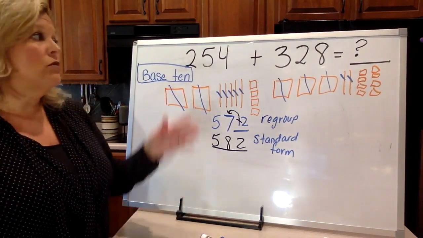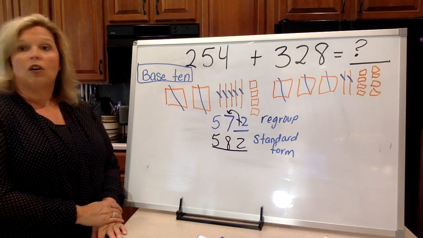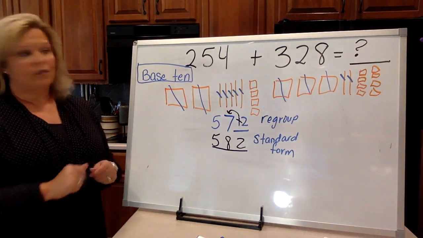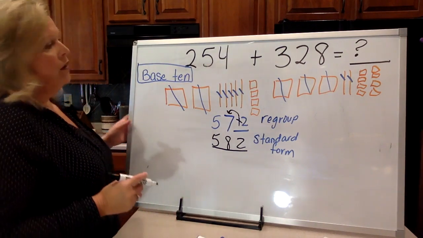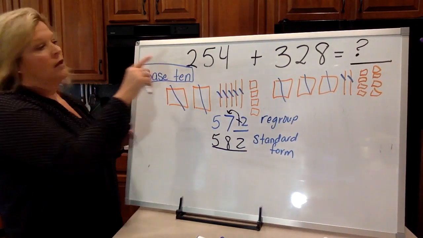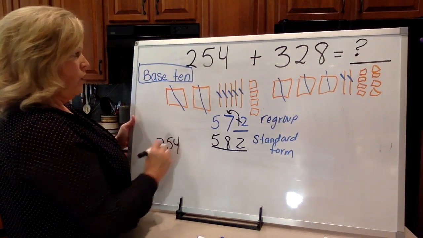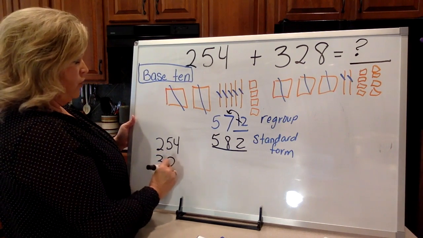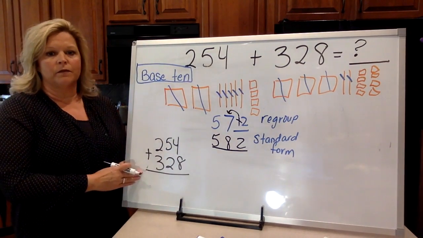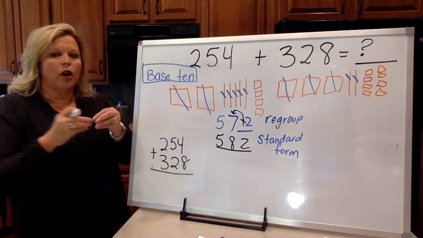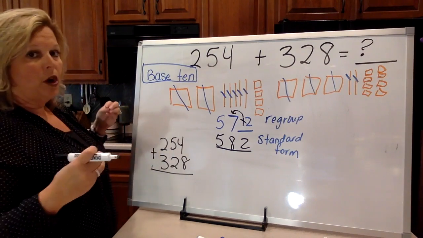Let's move on. Maybe you don't like base 10. Maybe you think it took too long. Maybe you just want to get a little harder. That's good too. So this time we're going to break apart those add-ins. All right, here we go. So if we had 254 and 328, and we wanted to add them together, you can break it apart, pull it apart. You might want to call it expanded form, but we're going to break apart the add-ins.